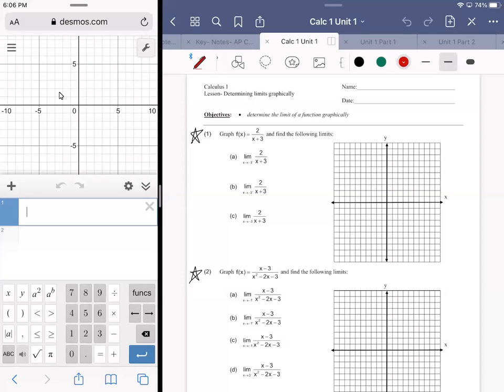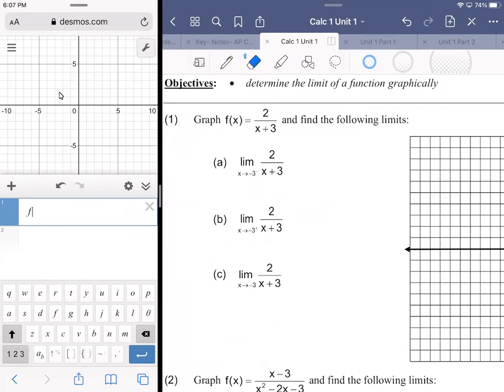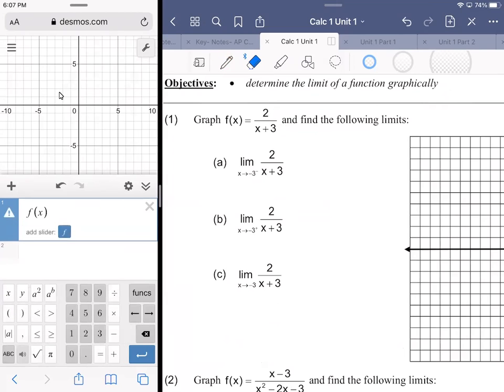So number one, well, numbers 1 and 2, kind of along the same lines of what we were talking about last class, where you're asked to create a graph and then find the limit graphically, right? Or find limits graphically, as in the case of the second problem. So I'm going to type in my function f of x equals 2 over x plus 3. See what the graph looks like. It doesn't have to be a perfect graph.